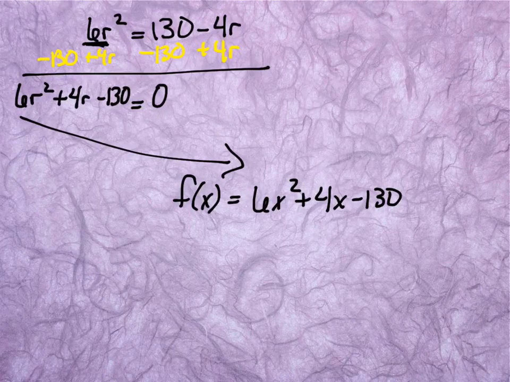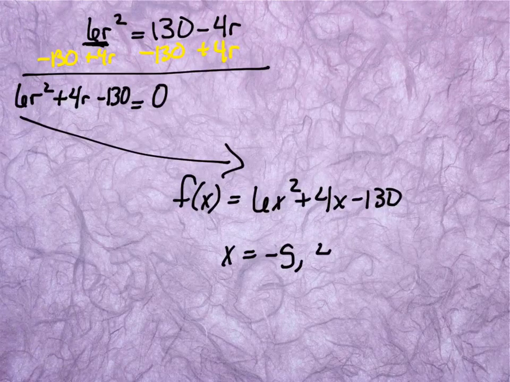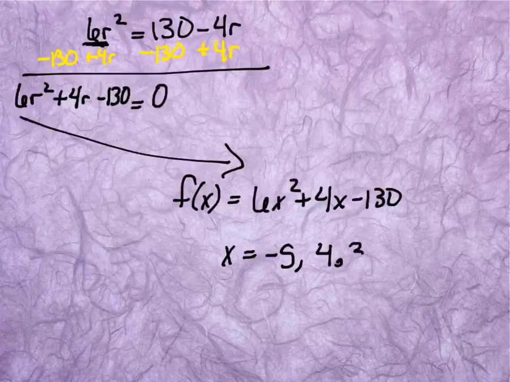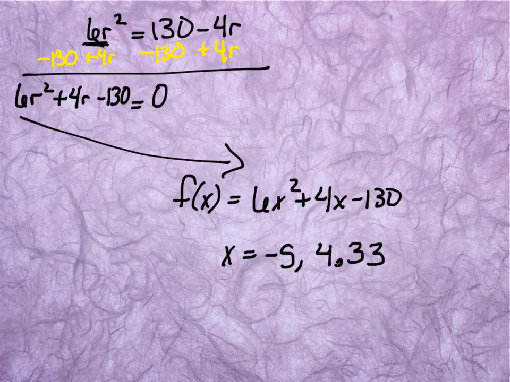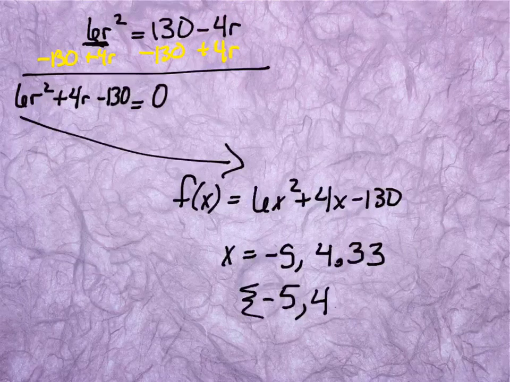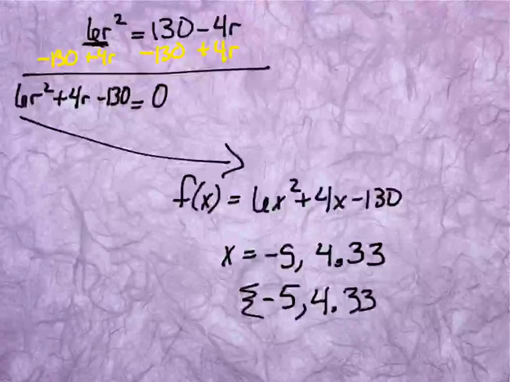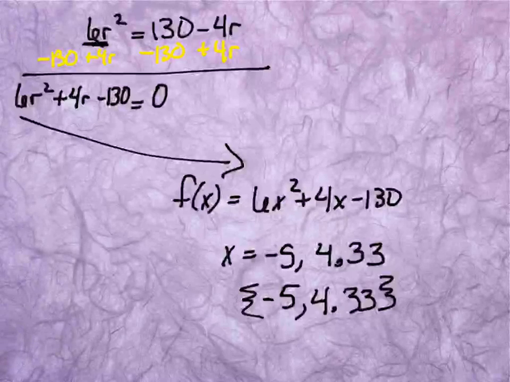And so we found that the two zeros are when x equals negative 5 or 4.33, and we're going to round to two decimal places. And this could also be written in set notation as negative 5, comma 4.33. Be careful on the assignment. Some of the questions are going to ask for it in decimal notation, decimal form. Some are going to ask for it in fraction form. And if you give it in the wrong format, it's going to count it wrong.